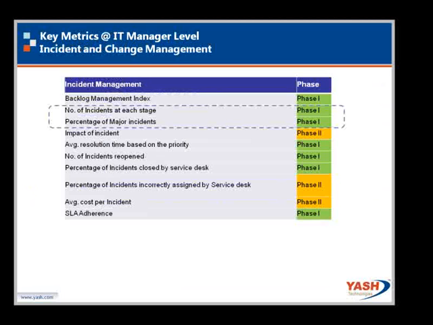Same thing again from an incident and change management perspective. You look at the number of incidents at different stages, the percentage of major incidents, which becomes a critical thing. Overall, if you can reduce the number of high-impact incidents, the incidents that break down your business, those are things that should come down over time. So measuring and keeping a pulse on that is one of the key things that we would recommend as part of this engagement. The other key one could be the average cost per incident, categorized by complexity as well as criticality of the incident, which becomes a good measure.